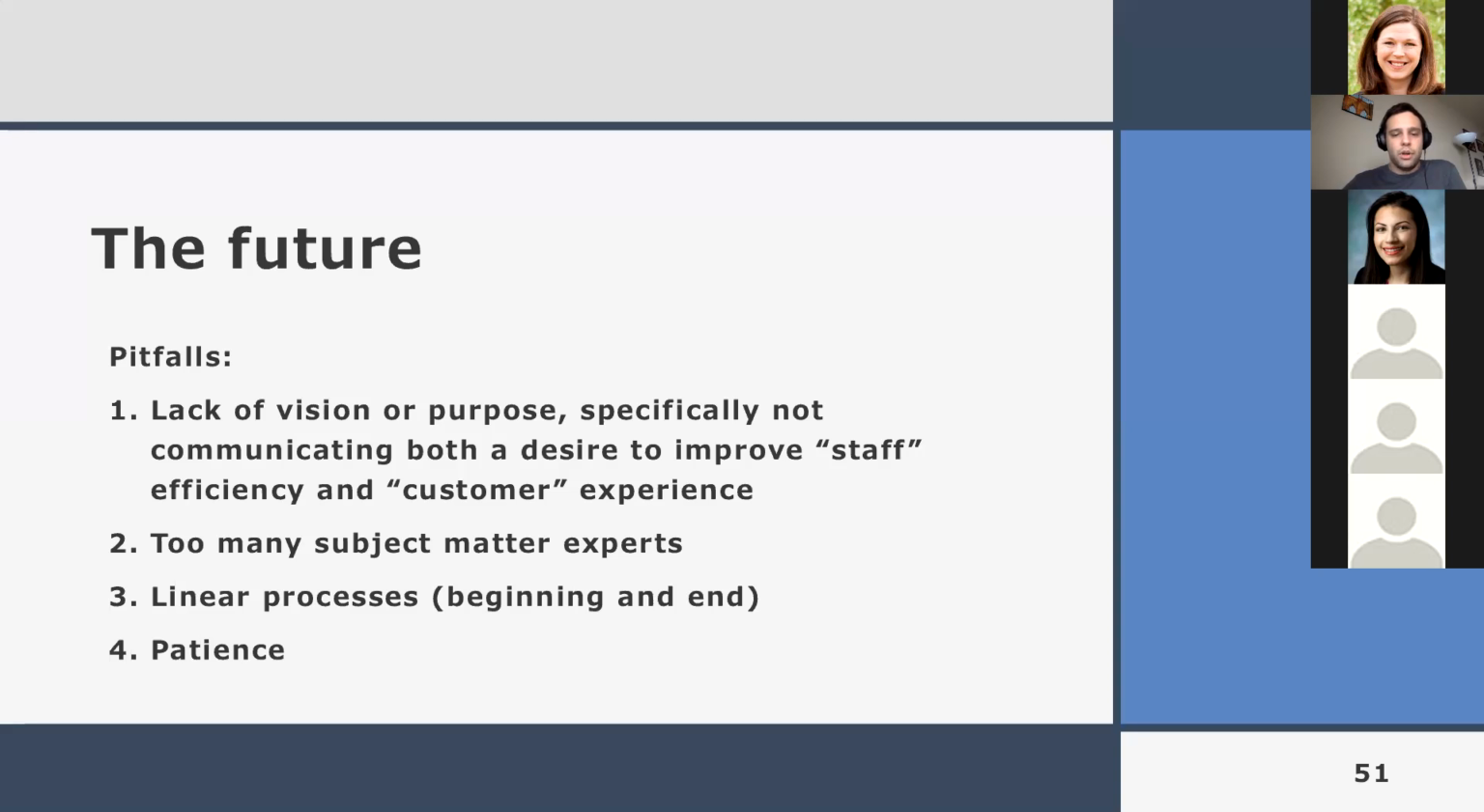I want to make you all aware of some pitfalls as we move forward for this, and making sure that we all keep a good vision about what we want to do with our learners and how we really want them to engage with their learning environments. So thinking about improving upon how our learners learn and how we deliver that content, rather than overall efficiency and experience, I think is most important.